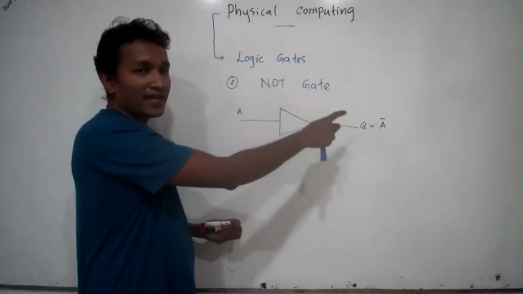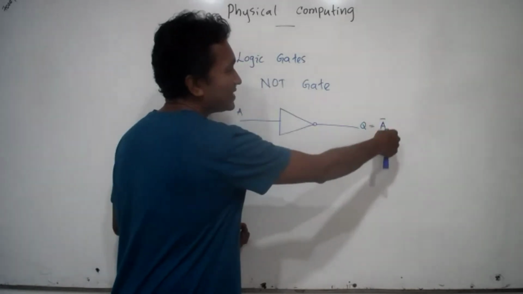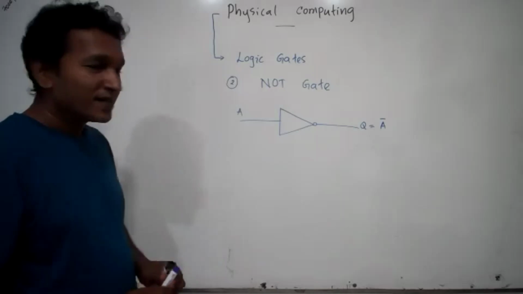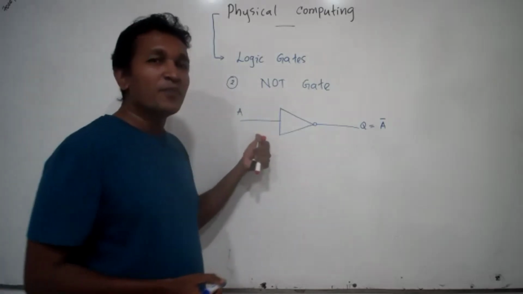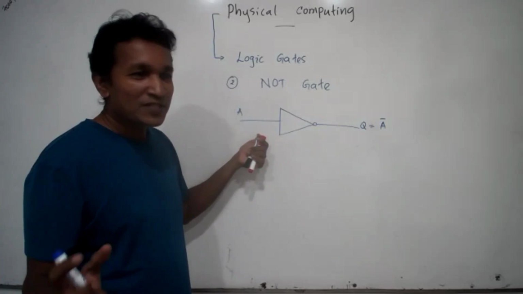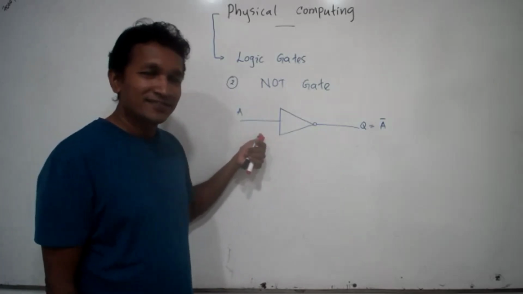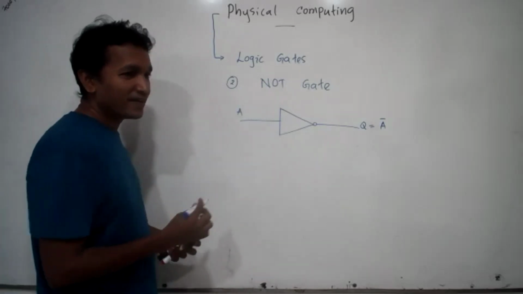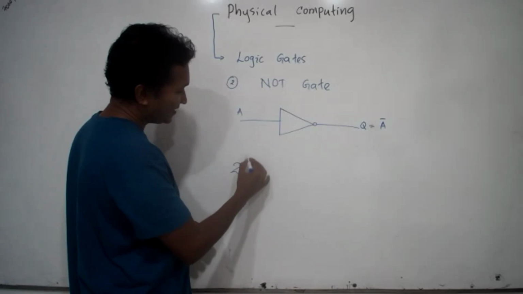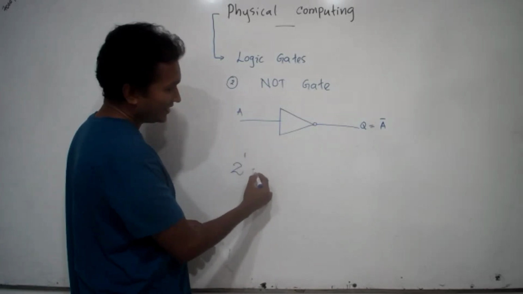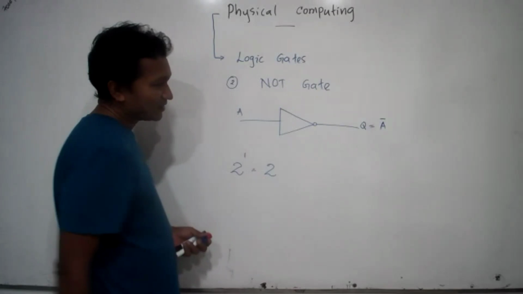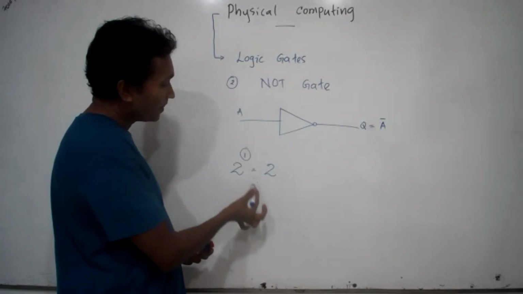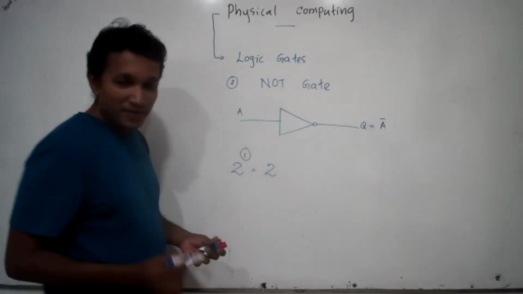The opposite of A. So we write this symbol as this, opposite of A, right? So since there is only one input, how many possibilities will be there? Two. There is only one input. Therefore, only two possibilities will be there.